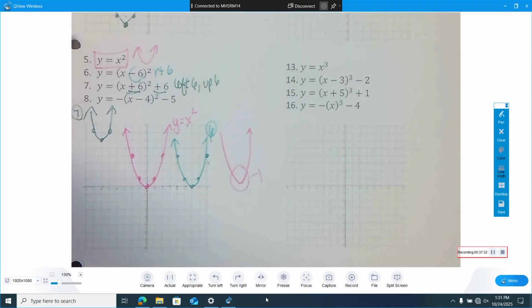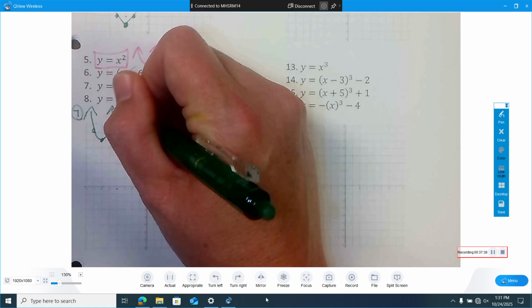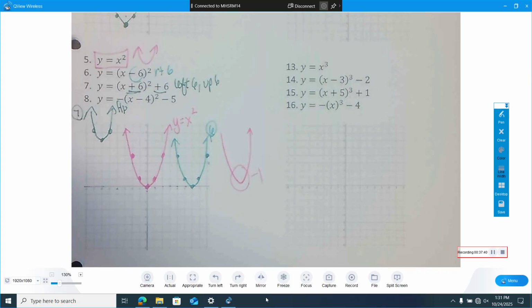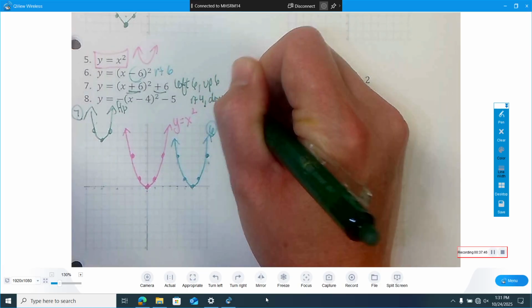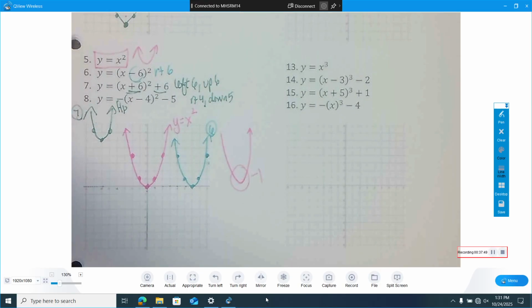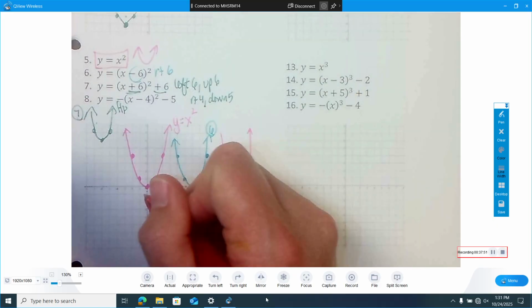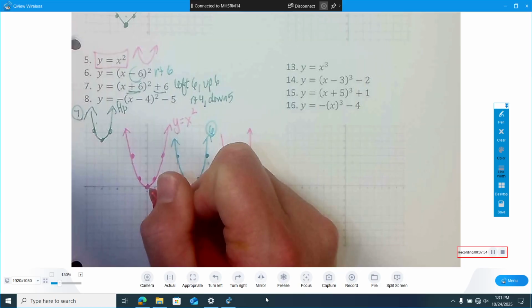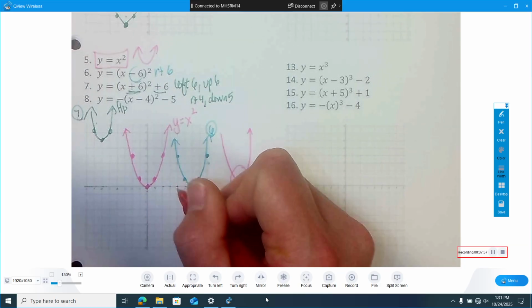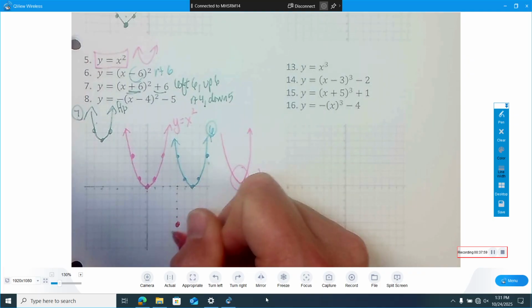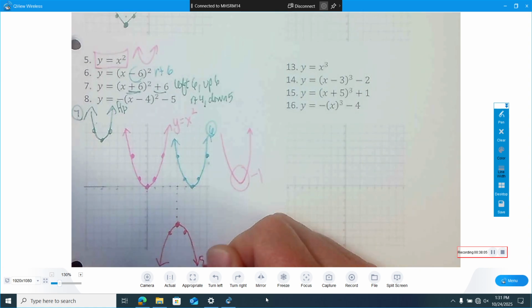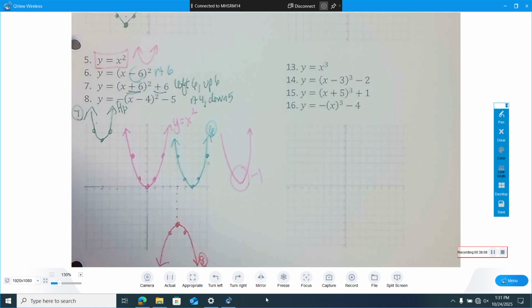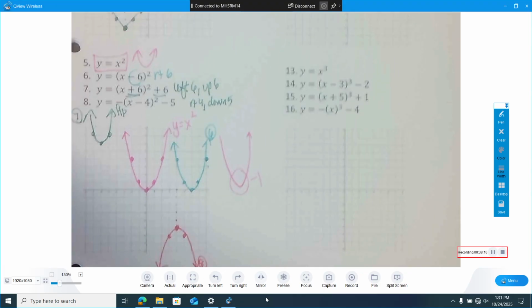All right. And then number 8. What's happening on number 8? Yeah, we got to flip first, a vertical reflection, and then right 4 and down 5, okay? So we're going to flip it first and then go right 4 and down 5. I meant to do that in red. So flip, we're going to go right 4, 1, 2, 3, 4, and down 1, 2, 3, 4, 5, but my parabola is flipped upside down. All right, so it should look like that. Cool.